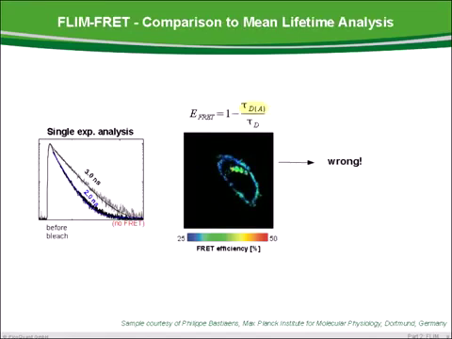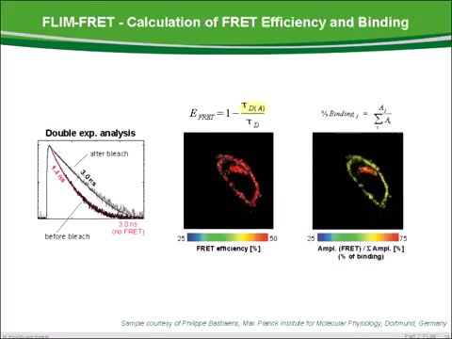The lifetime of the donor only is obtained after acceptor bleaching and accounts to 3 nanoseconds. If we calculate the FRET efficiency from the average lifetime, we see a low FRET efficiency of 25% at the cell membrane and a higher efficiency in the central region. A similar result would be obtained by intensity FRET. However, we think that this result is wrong and that the experiment must be interpreted differently.